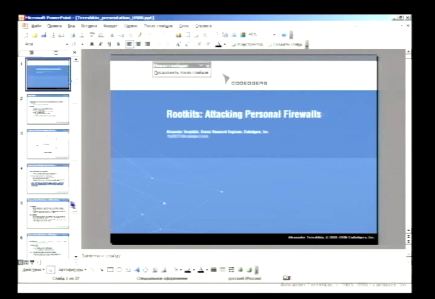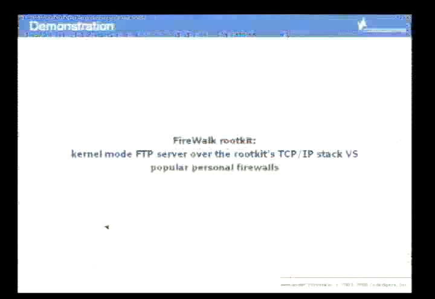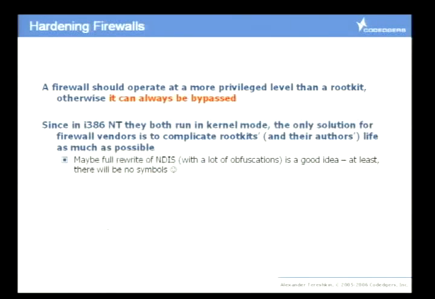So let's continue with the presentation. The last thing I should mention is hardening firewalls against these attacks. You see that a firewall should operate at a more privileged level than a rootkit, because if a rootkit is run in kernel mode, it will be able to patch any protection which is introduced by a firewall. So the only solution for firewall vendors is to complicate their solutions, their firewalls. So maybe a full rewrite of this driver is a good idea.